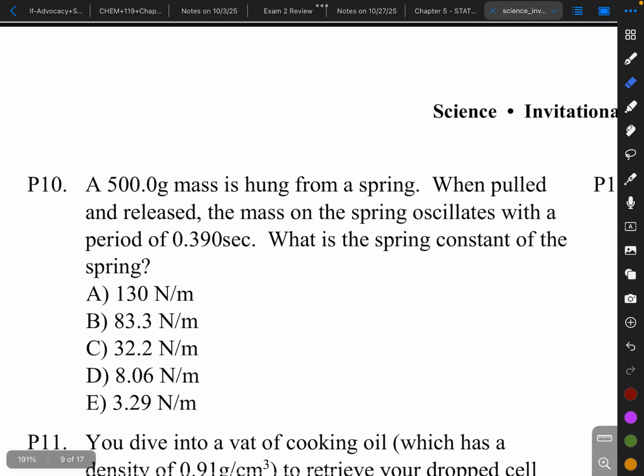For number 10, we know that a 500 gram mass is hung from a spring. When it's pulled and released, the mass on the spring oscillates with a period of 0.39 seconds. And we're asked to find the spring constant of the spring.